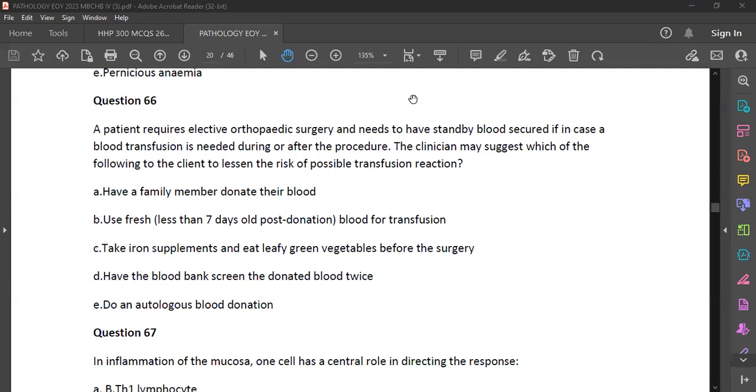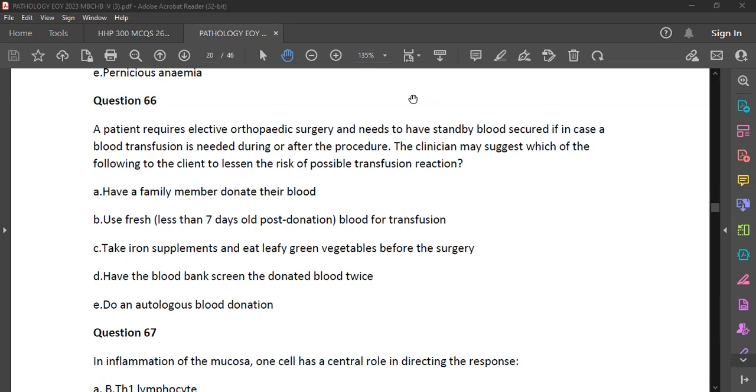So for this case, the clinician may suggest which of the following to the client to lessen the risk of possible transfusion reaction. So this patient is currently not suffering. They are planning for a surgery. And what's better than to have your own blood? As you know, there are different types of blood donations: you can have a homologous blood donation transfusion or an autologous one.